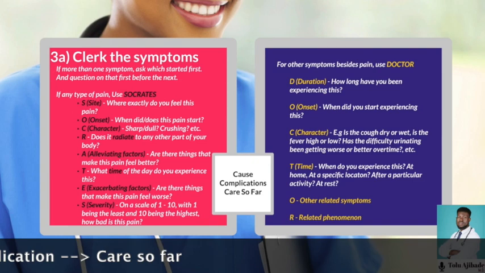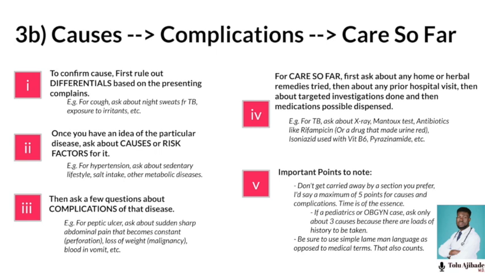So don't forget that. Now, to confirm the cause, the first thing to rule out are differentials, okay? So rule out differentials based on the presenting complaint. For example, for cough, we mentioned asking about night sweats for tuberculosis, exposure to irritants for maybe asthma, and the rest. Occupation to rule out low socioeconomic status. You could ask for things like low-grade fever, multiple sexual partners, diarrhea to rule out HIV, which could be a cause of that, and things like that.